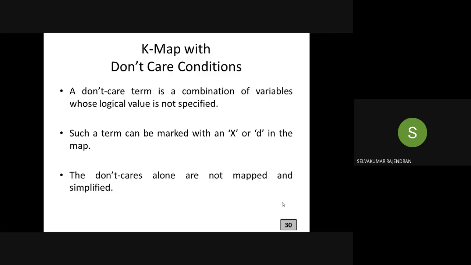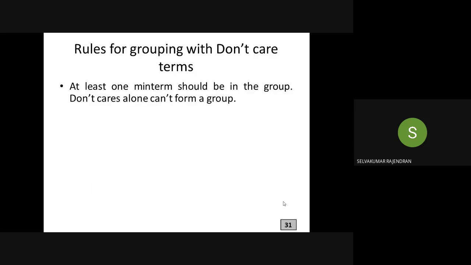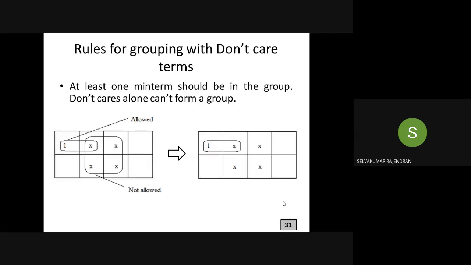Don't care terms alone cannot be mapped and simplified in a K-map. If that is the case, you can ignore that grouping. When you are grouping in the K-map with don't cares, a single group should have a logic 1, so at least one minterm should be in the group. Don't care alone cannot form a group.